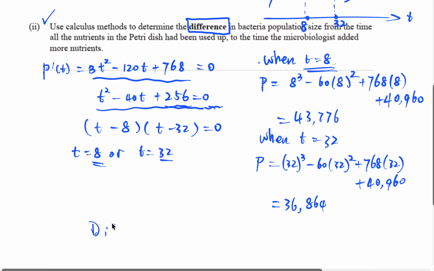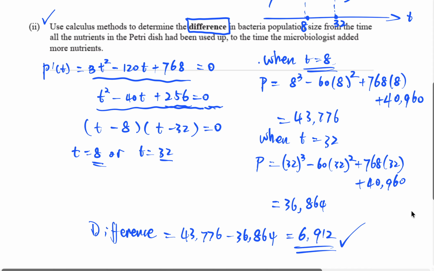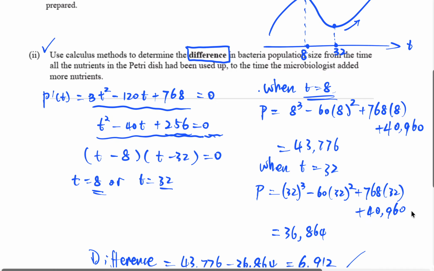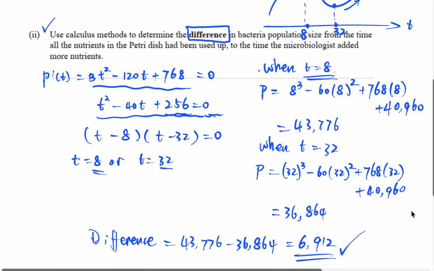The difference is a big number: 43,776 minus 36,864 equals 6,912. This is my answer for today's question. Kind of, at least a merit. I'm not sure. Maybe it's excellent.